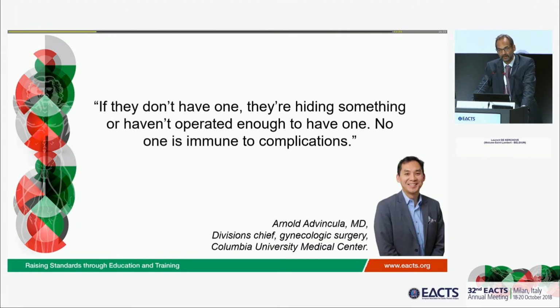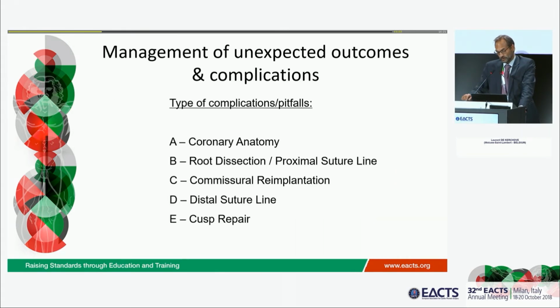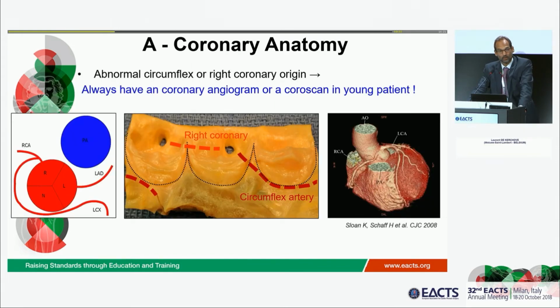Now, for any kind of surgery, especially if you have a big activity, no one is immune to complication. So you have to be prepared for that. I tried to compile all the possible complications and pitfalls you can encounter in valve sparing surgery. From the bottom to the top, I include coronary anatomy, root dissection, proximal suture line, commissure reimplantation, distal suture line, and cusp repair. So many pitfalls, and the best is to know all of them to avoid them.